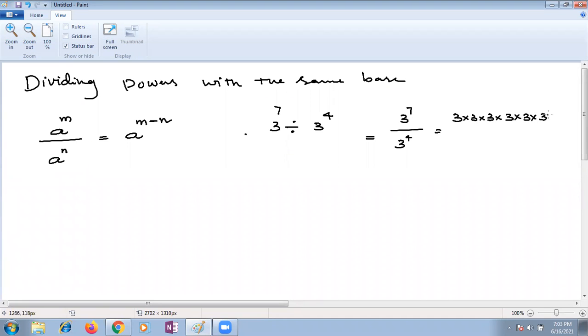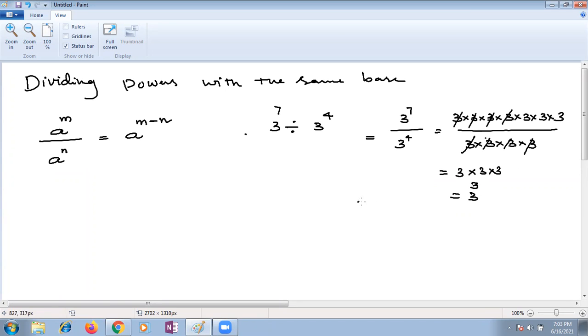1, 2, 3, it's 7 times. A denominator 3 raised to 4 means you are multiplying 3 four times. Now you check, commonly you can cancel the things you are having. 3 times denominator, 4 times. So the leftover is only 27. That means we can write it as 3 cube in exponential form.